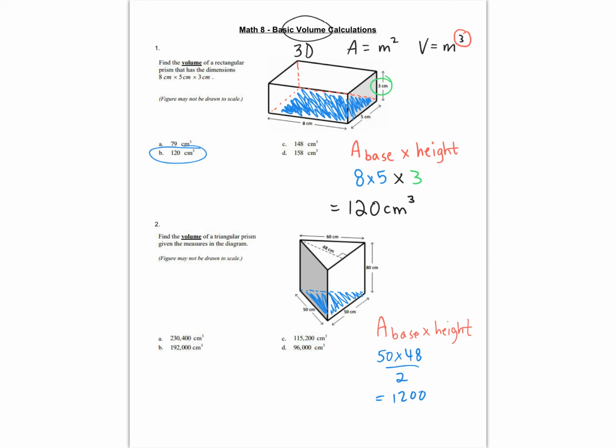And now we're going to times it by the height, which is 80. So times 80, and the volume of this triangular prism is 96,000 centimeters cubed. Okay, so this one was B, and this one is D. Okay, let's take a look at the next page.